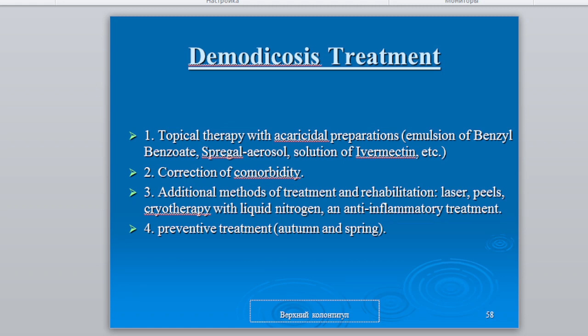Next, demodicosis treatment. 1. Topical therapy with acaricidal preparations: emulsion of benzyl benzoate, Spregal aerosol, solution of ivermectin, etc. 2. Correction of comorbidity. 3. Additional methods of treatment and rehabilitation: laser, peels, cryotherapy with liquid nitrogen, and anti-inflammatory treatment. 4. Preventive treatment, autumn and spring.